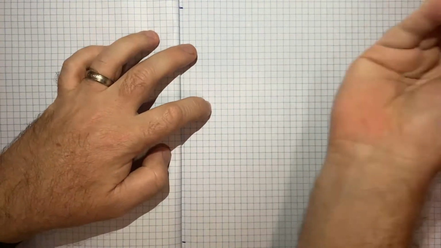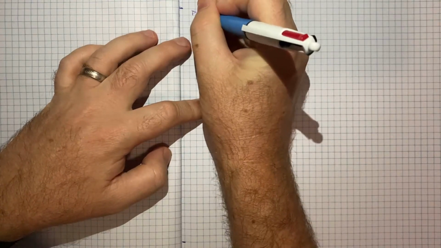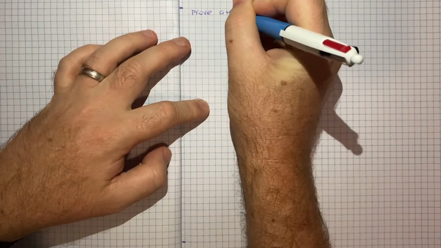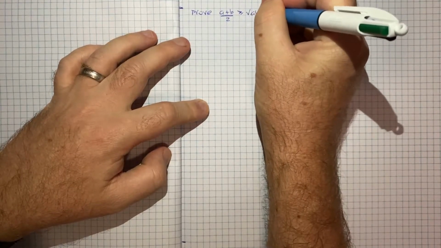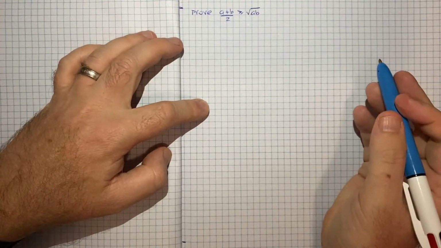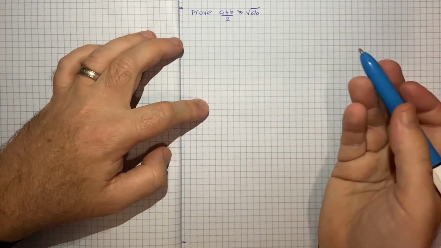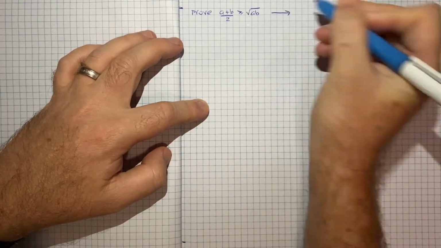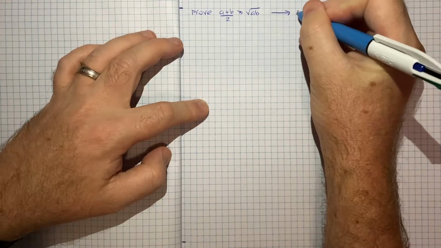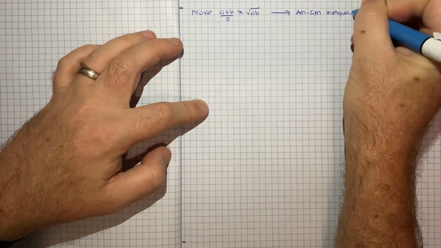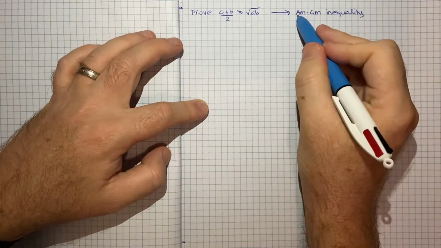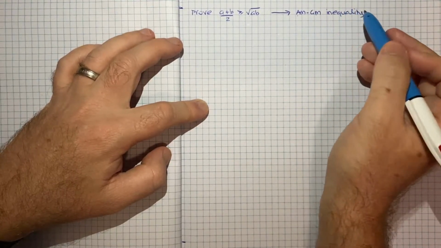So I'll start by writing out what we're trying to prove. We're being asked to prove that a plus b on 2 is greater than or equal to the square root of ab. Now, before I jump into that, it's probably worth noting in general, there's something called the AM-GM inequality. That stands for the arithmetic mean geometric mean inequality.